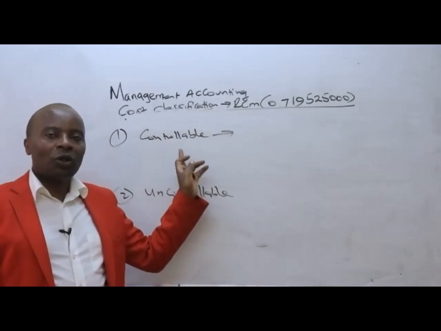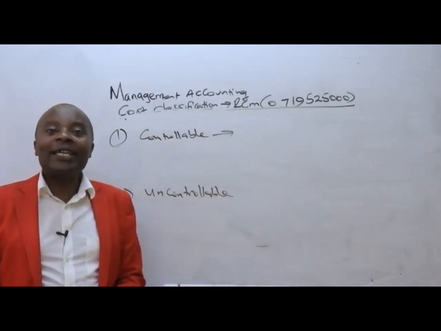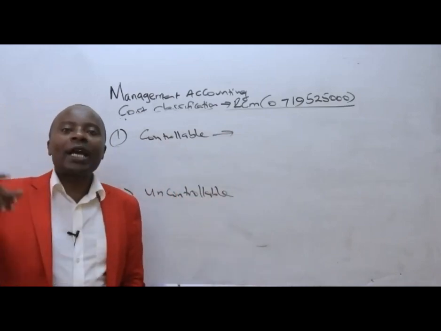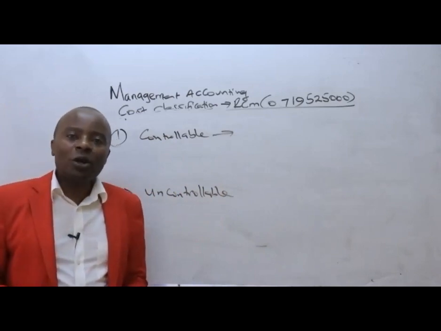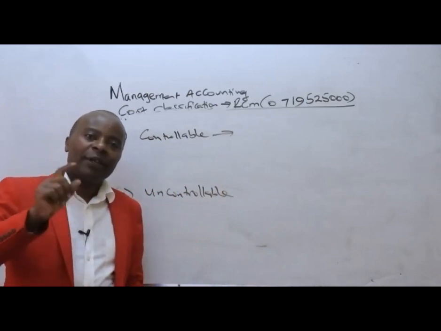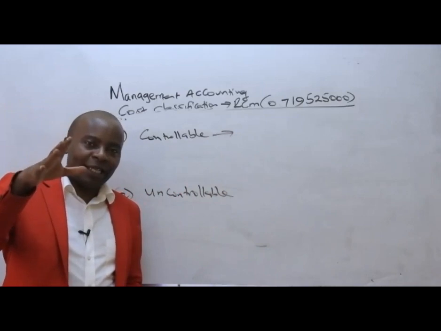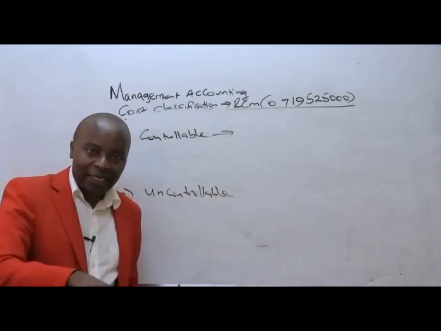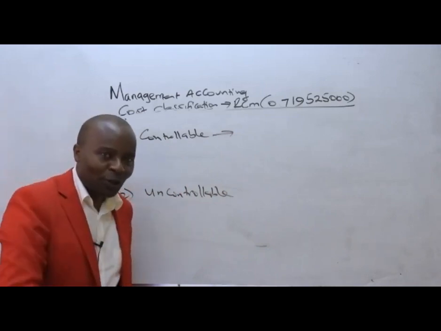All variable costs are controllable because we can influence the variable cost using the activity, the output. We can say, let's produce less this year, and all those costs will go down like that.